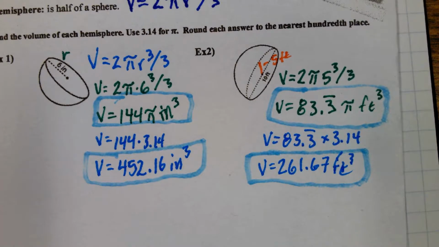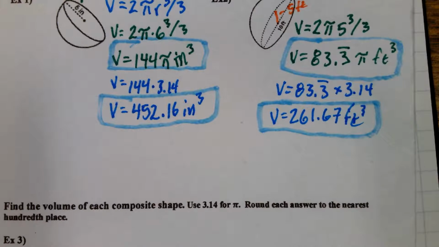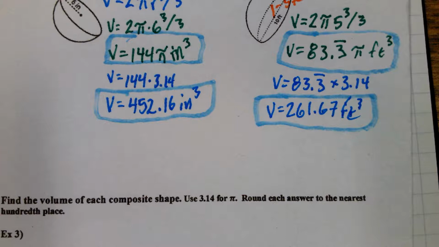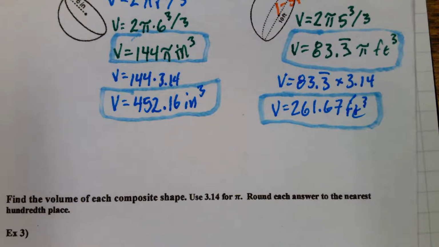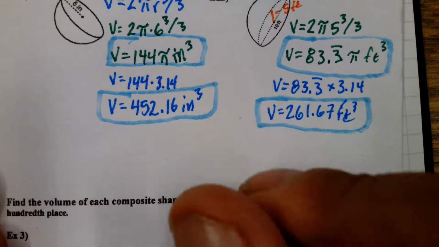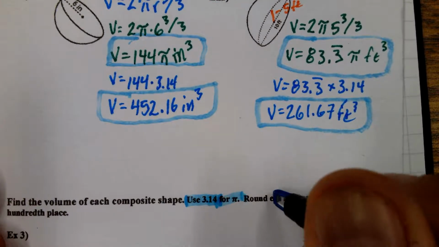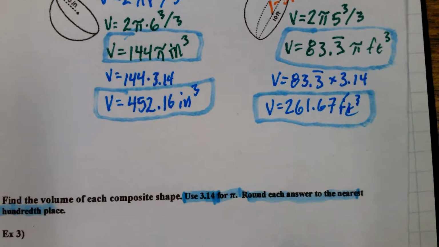All right. So now we're going to move on to composite figures. So we did composite figures about a week ago or so. Well, actually a while back because we had break, right? But we did composite figures before. And that's where you take two different solids and put them together. So we're going to just get an estimated answer using 3.14 for pi. And we're going to round to the nearest hundredth.